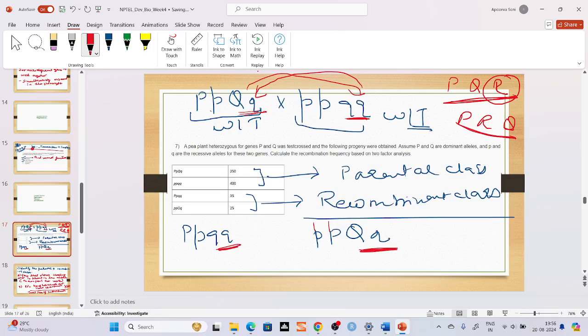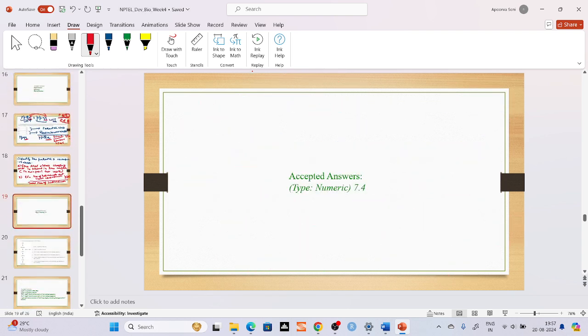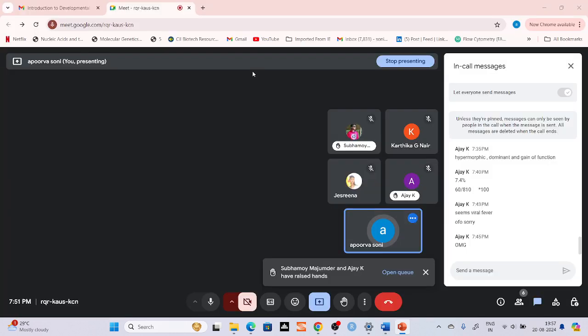So then what would be the recombination frequency? Which classes are showing here? 35 and 25, these are the recombinant classes. So it would be 35 plus 25 upon 350 plus 400 plus 35 plus 25, into 100. And when you calculate it, it will come approximately 7.4%. Because they are asking in frequency, in numeric it is 7.4%. Okay. I hope this question is clear.